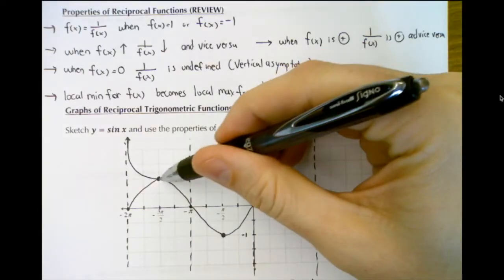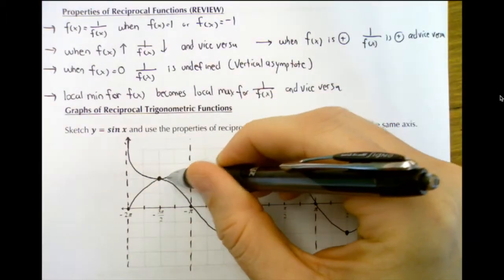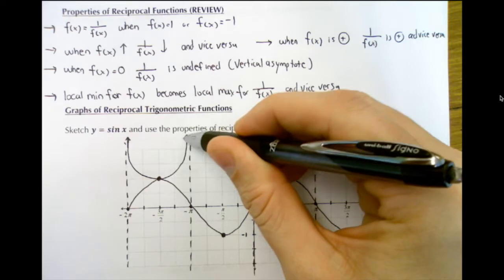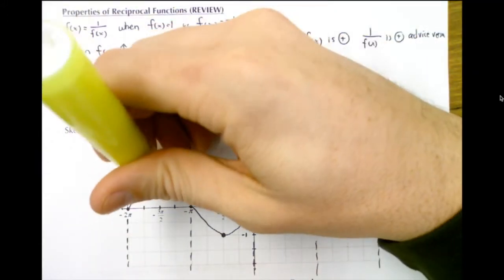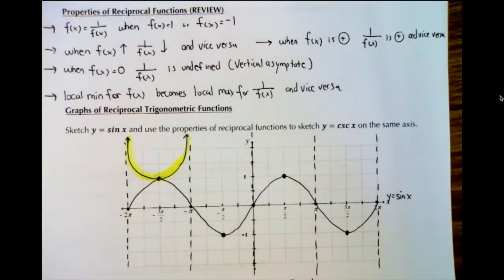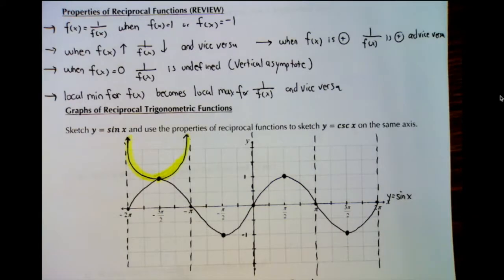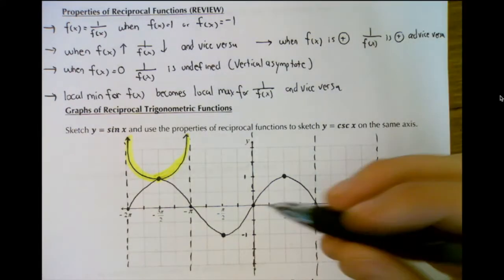And our original is decreasing here, so that means our reciprocal should be increasing. And that's how we start to get our shape. So I'm going to highlight that piece. This is part of our reciprocal. And we have similar shapes in each of the sections. They look like little mini parabolas in each section of the graph.